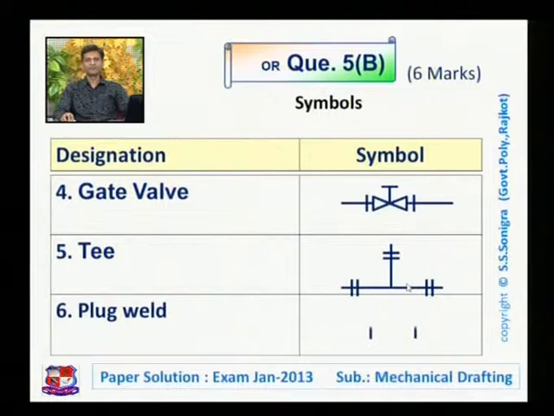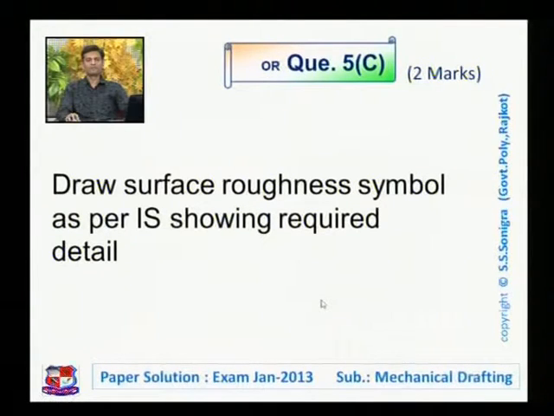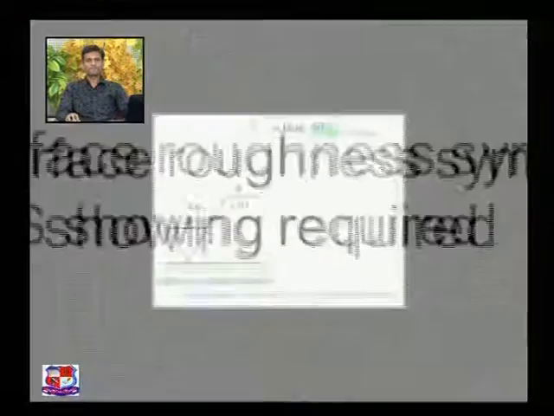And plug weld is drawn like this. Plug weld like this. So these are the symbols of 6 elements asked for 6 marks. Each carries a single mark. Next question, question number 5c, asked for 2 marks in option. Draw surface roughness symbol as per IS showing required details.